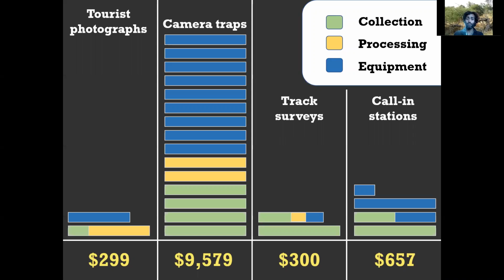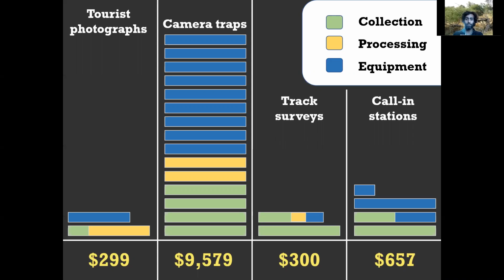And then if we look at this breakdown of whether the costs are down to the equipment, the data collection, and the data processing, we see a couple of interesting things. One of the most interesting things to take away from this is that most of the costs for the tourist photograph method are from data processing. And that's important for something that we're going to chat about later.